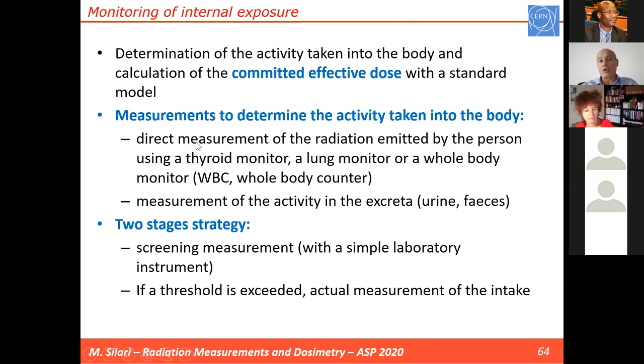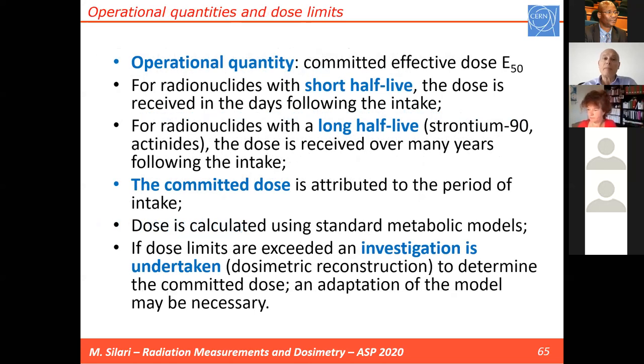So there are ways to measure the activity taken into the body. If it's a gamma radiation, you can actually detect it directly from outside. Or you can measure it in the excreta, in urine or feces. And you can either do screening measurements or, if you exceed a certain threshold, do an actual measurement of the intake. So the operational quantity for internal exposure is the committed effective dose.